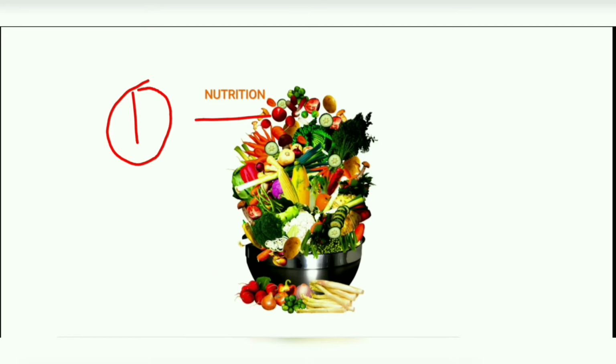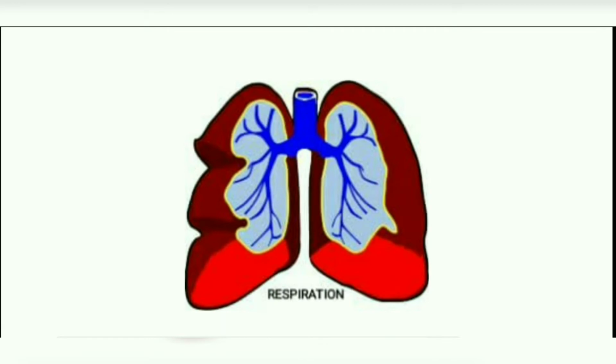This food or nutrient that we take in needs to be broken down so that it can be obtained by the cells of our body. So how is it broken down? It is broken down by a chemical process called oxidation and reduction. As the name suggests, oxidation requires oxygen. How do we get oxygen? We get oxygen by respiration, by breathing. So the second life process is respiration.